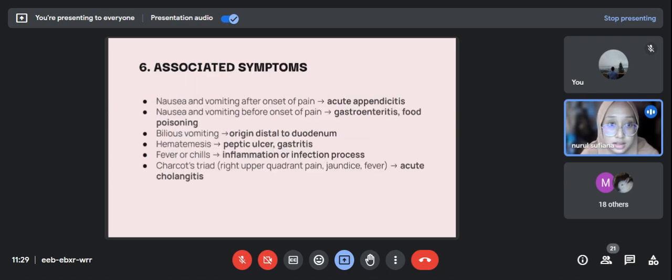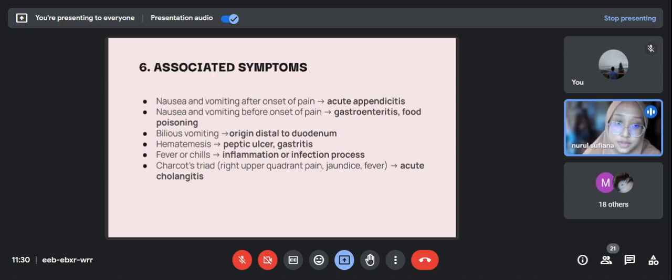So next is the associated symptom. Okay, for acute appendicitis, usually the nausea and vomiting come after the onset of the pain. If the nausea and vomiting are before the onset of the pain, it could be gastroenteritis or food poisoning. If the patient comes with bilious vomiting, it could indicate that the origin of the pain is distal to the duodenum. If the patient comes with hematemesis, it could suggest peptic ulcer or gastritis.